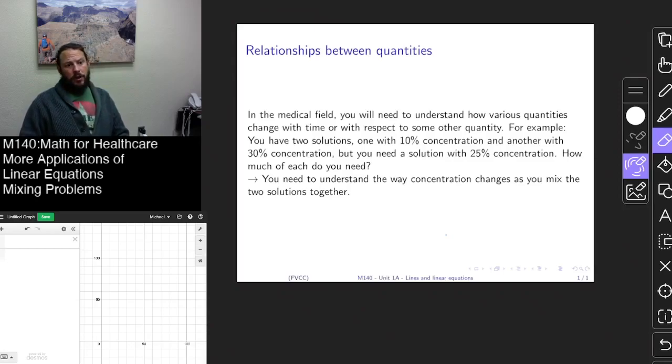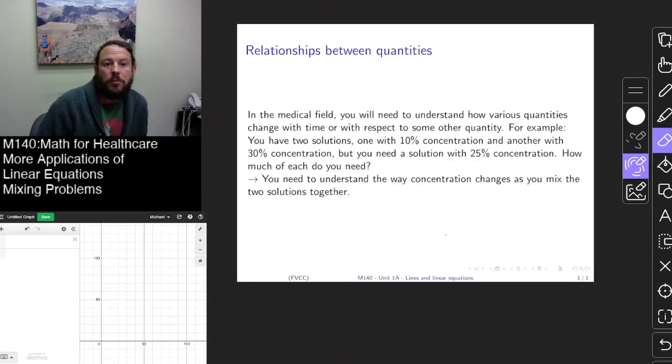Today we're going to look at an extension of, or some more applications of, linear equations, specifically mixing problems. In general, it's when we have two equations that we have to consider. So let's see how that comes about.